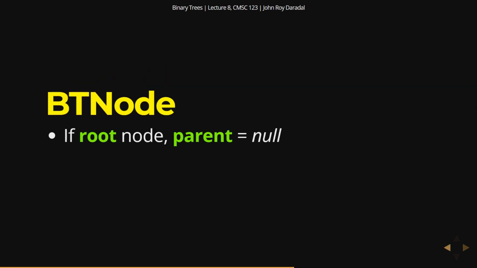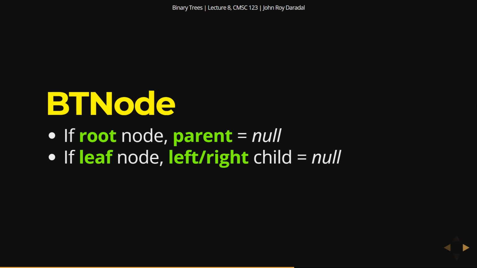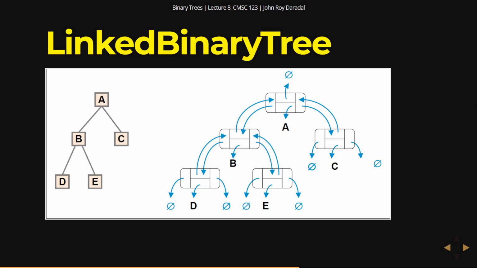If it's the root node, then obviously the parent pointer will be null because root nodes don't have any parents. And if it's a leaf node, then the left and right child would be null also because we know that leaf nodes don't have any children, right? So yeah, that's BT node.